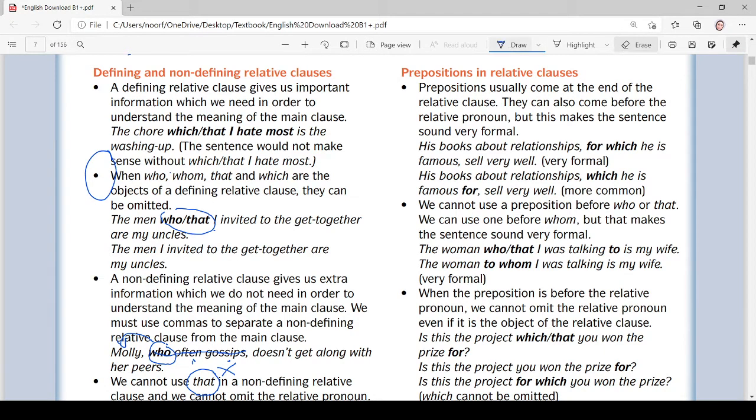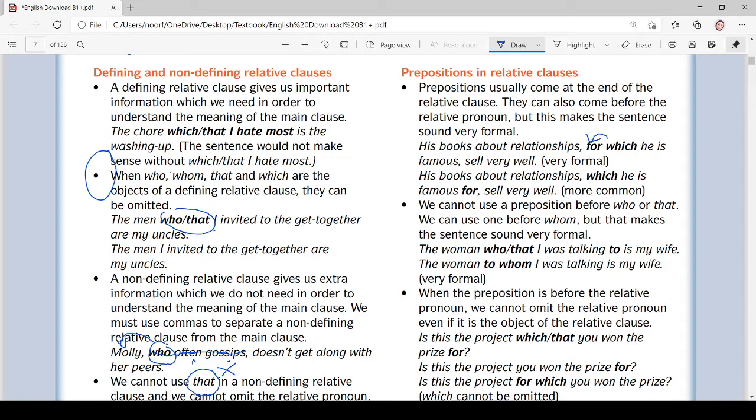Contoh dia kat sini dia bagi. Okay, his books about relationships for which he is famous for sell very well. Very formal. Yang ni bila you letakkan for ni dekat sebelum relative pronouns, dia nampak sangat formal. His books about relationships which he is famous sell very well. Itu biasa kan. Kita tambah for depan dia, nampak formal. Ini boleh gunakan untuk formal writing lah, kalau you nak guna untuk formal writing.